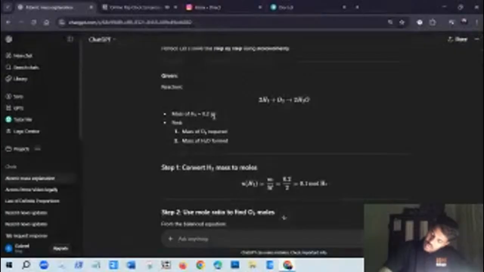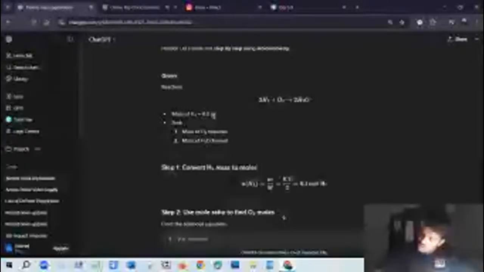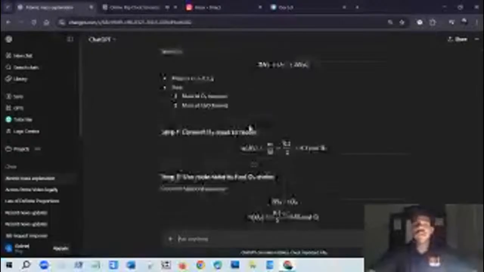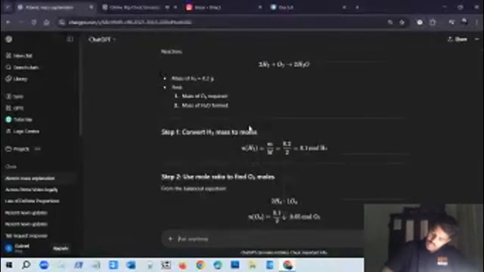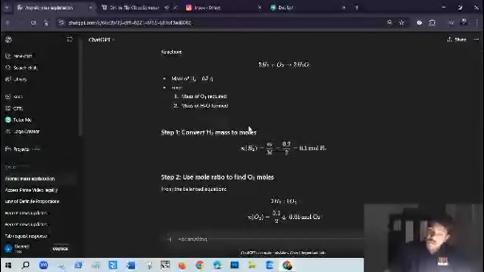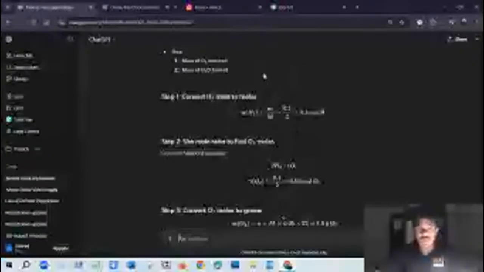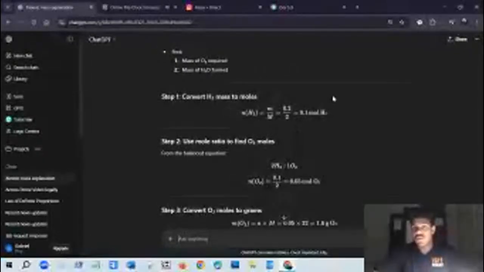To find the mass of O2 and H2O, first convert the H2 mass to moles. Mass divided by molar mass: 0.2 divided by 2 equals 0.1. So we got 0.1 mole of H2.